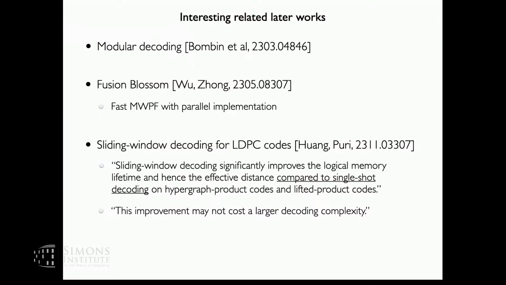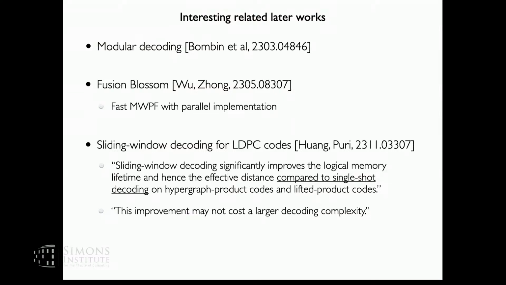And I want to end with some other interesting later works that I find related to some extent. The first is modular decoding. They did something very similar, but they also added some proof and theory discussion in their paper. And then fusion blossom, they implement a fast minimum weight perfect matching with a parallel implementation. If you're not doing it in parallel, their algorithm is almost linear in the number of defects. And then they implement it in a parallel fashion so that it can be adapted to the real-time decoding scenario.